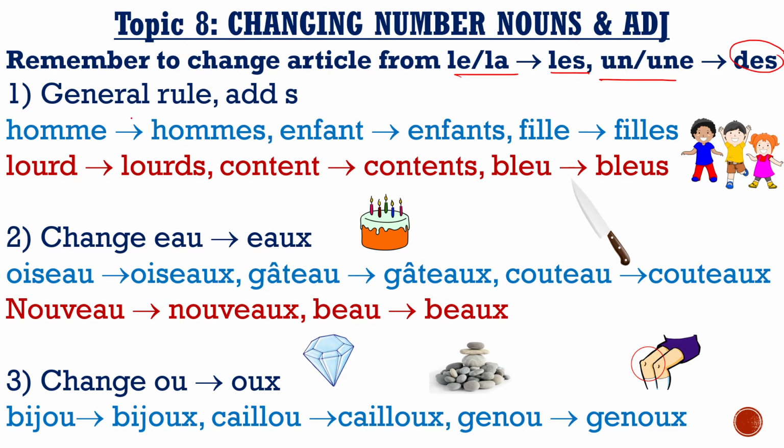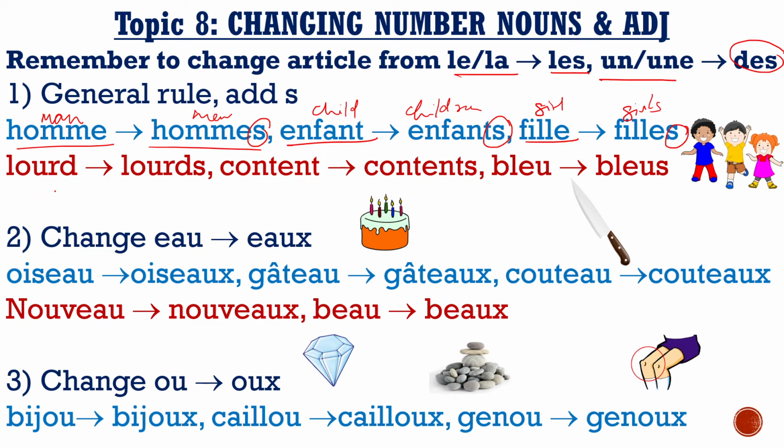So the general rule, just like in English, is you add a plain and simple s to make it plural. Okay, homme becomes hommes with the s, man and men. Okay, then enfant, majority of the nouns and adjectives follow this rule. Enfant becomes enfants with the s. So child and children. Then fille and filles. Okay, just add an s. Girl and girls.